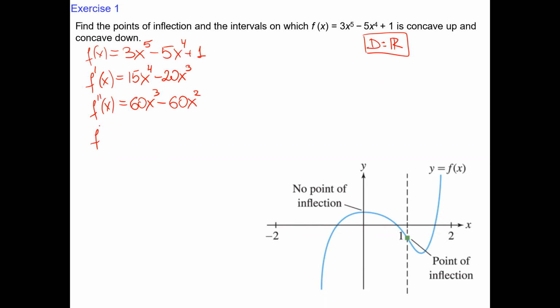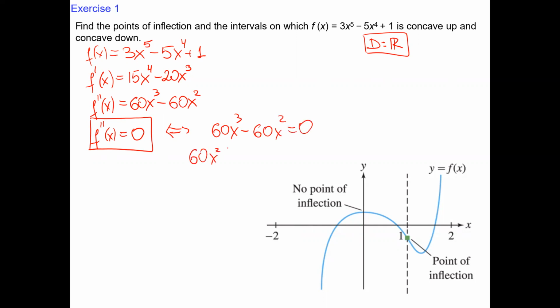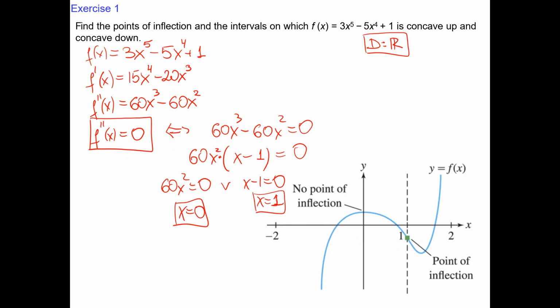Okay, the second derivative is defined everywhere. That means we will only try to solve this equation. The second derivative equals 0 if 60x cubed minus 60x squared equals 0. We can factor out 60x squared times x minus 1 equals 0. And then the zero product property: for this product, 60x squared must be 0 or x minus 1 must be 0. This is 0 if x is 0 and x equals 1. Okay, we do have two potential candidates.